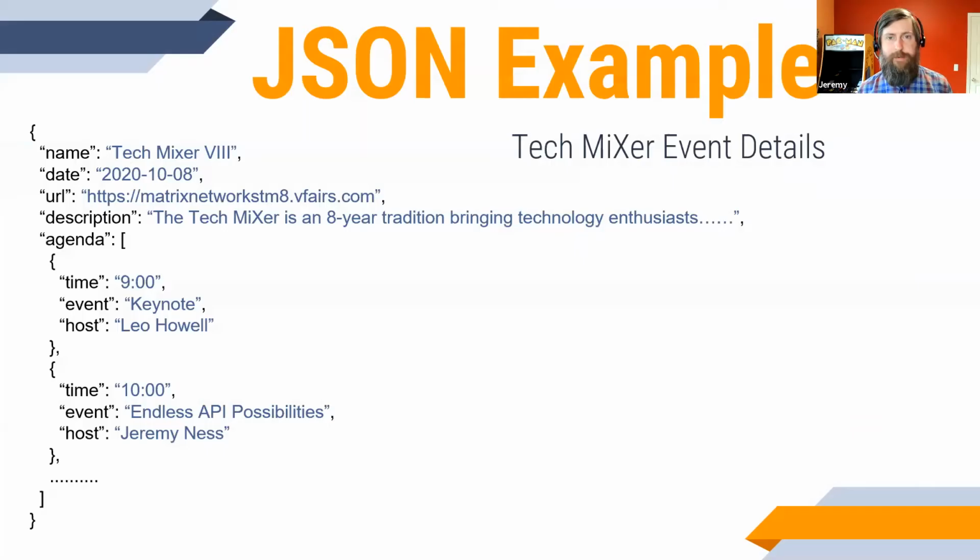I don't know about you guys, but I'm a visual person, so I made a very quick JSON example of what the tech mixer might look like expressed in JSON. So again, this is an object, right? First you'll notice the curly braces top and bottom. This is our object. JSON, as I mentioned, is text readable, but it's really a key-value pair data format. So here we can see the top line, a key named name, and the value called tech mixer. We have a date key, today's date, and so on and so forth.